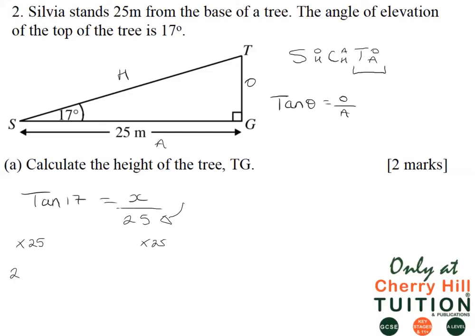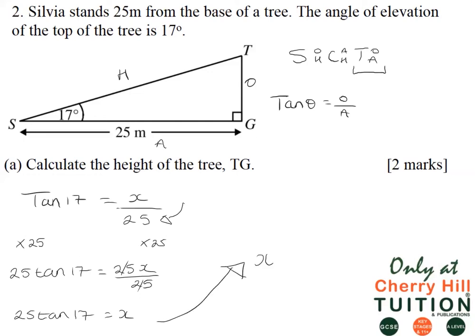leaving us with 25 tan of 17 is equal to 25x over 25. On the right-hand side, the 25s cancel out, and we are just left with 25 tan of 17 is equal to x. And now all we need to do is plug 25 tan of 17 into our calculators and see what value we get.